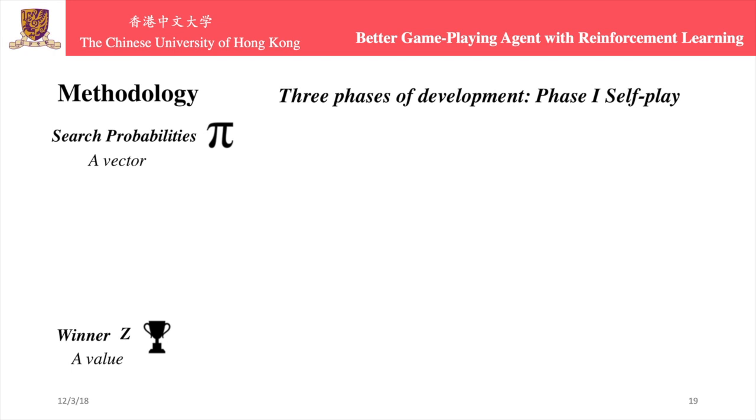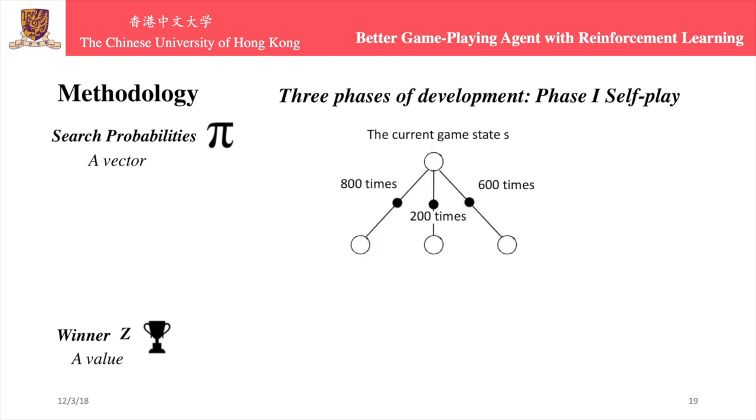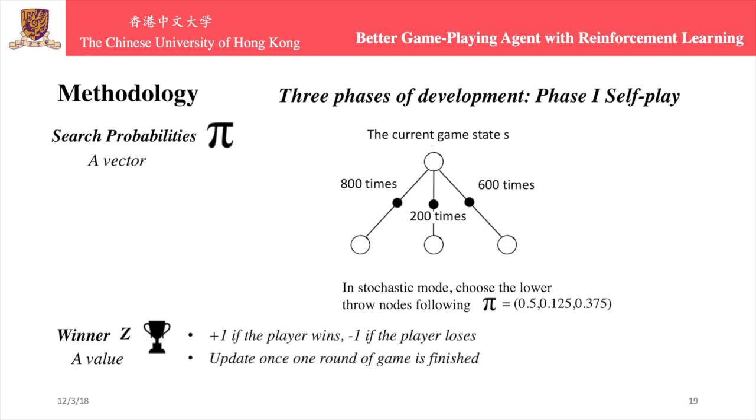The other two pieces of information are the search probability and the winner. Search probability is a vector. So I will now explain where it comes from. Starting from a current state S, we have 3 paths, and during the simulations, we will choose the left path 800 times, the middle 200 times, and the right 600 times. Then, in a random mode, we will choose the lower node following the distribution of 0.5, 0.125, and 0.375.